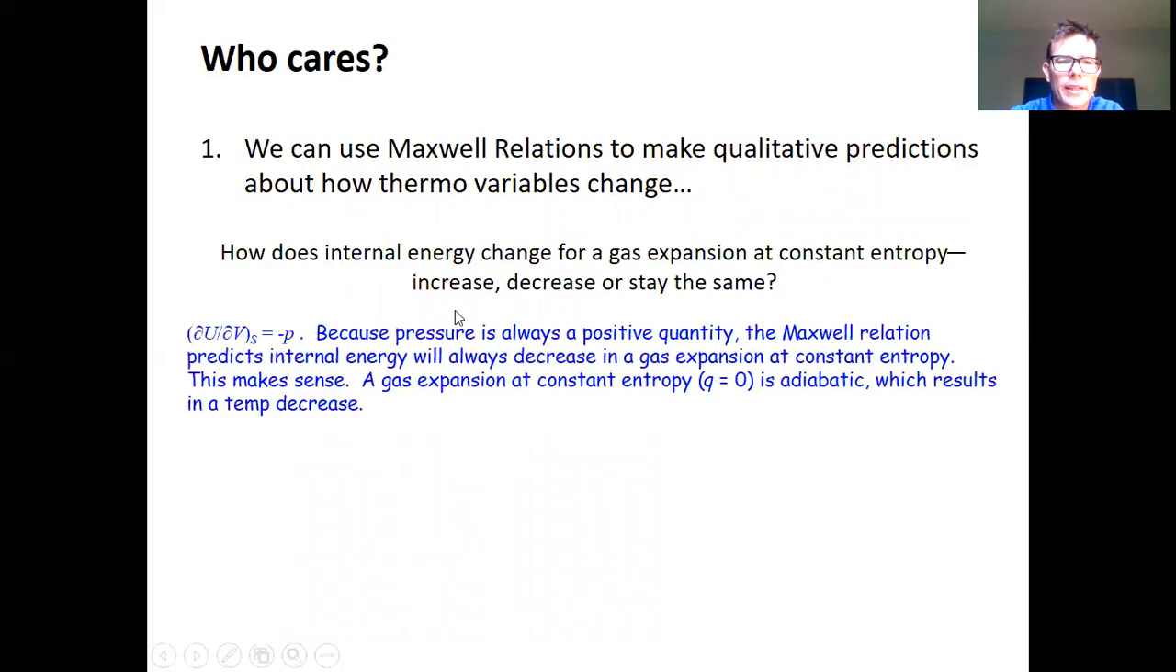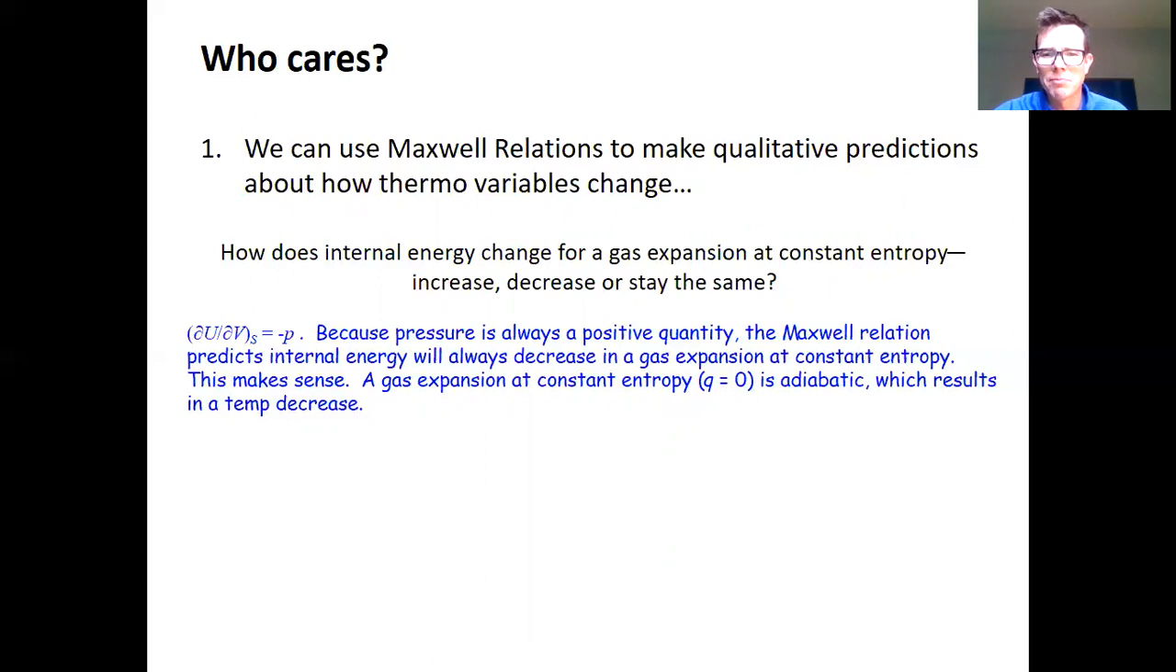Well, if I go back and look at one of the results from this Maxwell relationship, it describes how the internal energy changes with volume at constant entropy. This is exactly what I was wondering about. And what this tells me is that it's negative P. Pressure is always a positive quantity. So the right-hand side of this is always going to be negative. And what that means is that the internal energy always decreases when a gas expands at constant entropy.